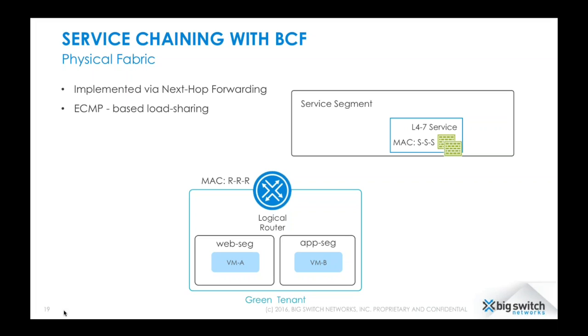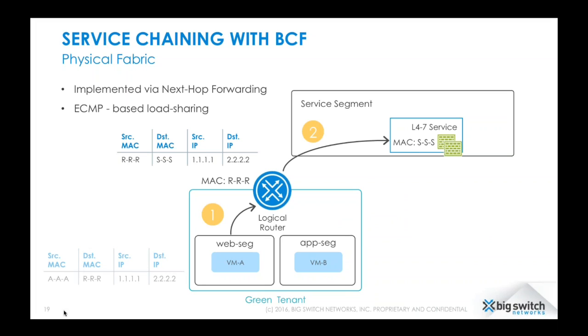So here we have 2 workloads in different segments, 2 virtual machines, for example. Without service insertion, essentially, traffic between the 2 workloads will be routed at the fabric. Whenever we implement the service insertion, traffic coming in from VM A would go to a logical router on the fabric. This is, again, a distributed logical router. And it would get redirected to a service, right?